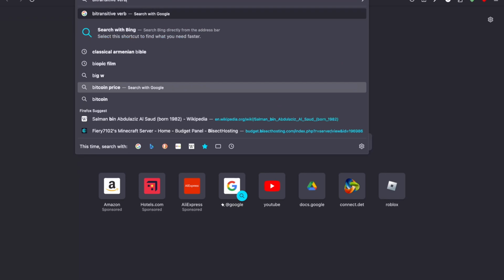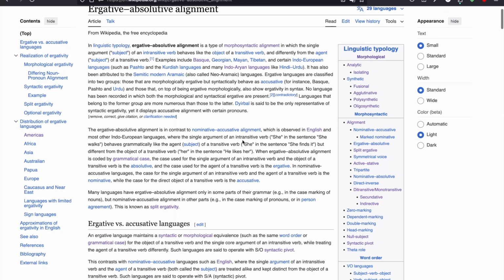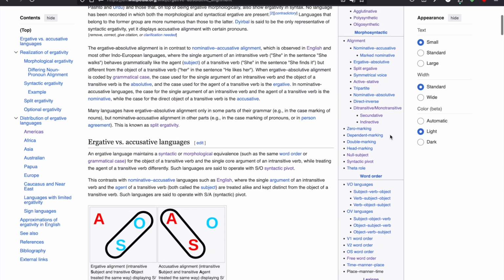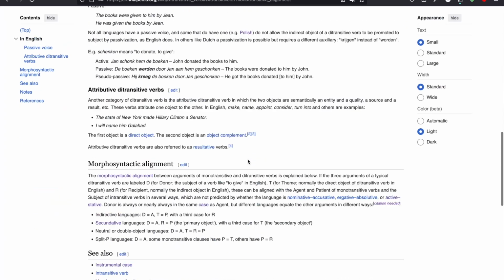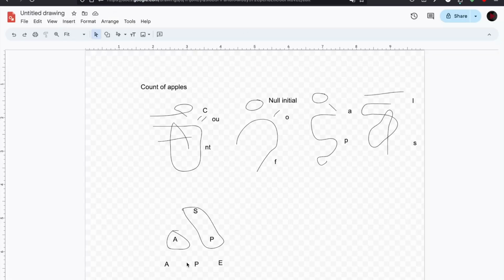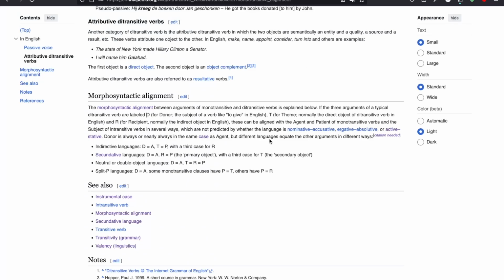Bitransitive verbs in ergative languages. Ergative absolute languages. Is it not bitransitive? Ditransitive. Oh. Theme? Okay. Donor, theme, and recipient. Donor, theme, recipient. So I was totally wrong about that. Indirective, secundative, neutral, split P.